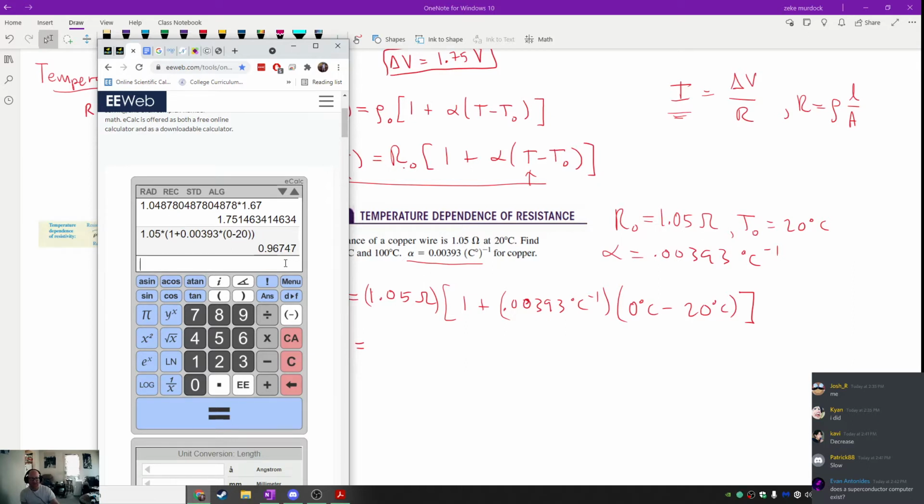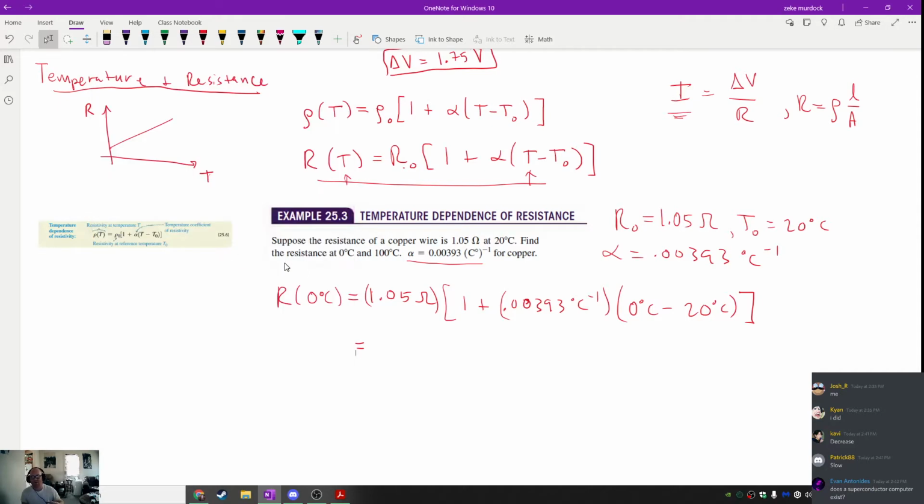So we get 0.967, and the other calculation we're going to be doing is for 100 degrees. The only thing that's going to change is right here where there was a 0, there's now going to be 100. So those are our two values, 0.967 for this one, and then 1.38.